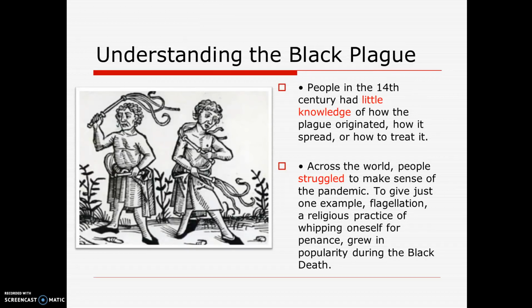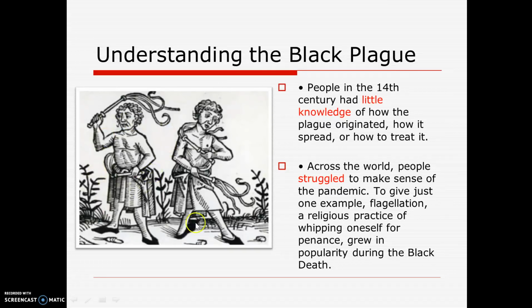Same thing with people back then. They didn't fully understand this disease well enough to cure it. They treated it, but they would try things and some things would work, but they didn't fully understand why they worked. They thought they knew, but they didn't know, so on and so forth.